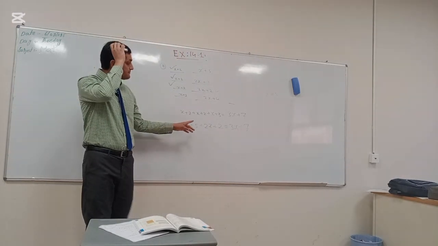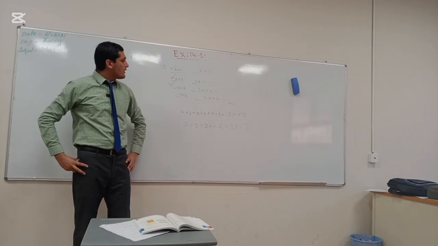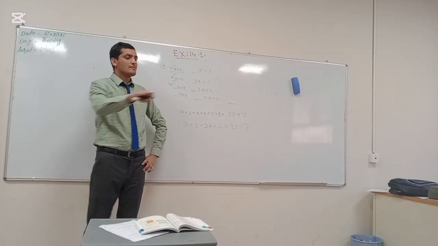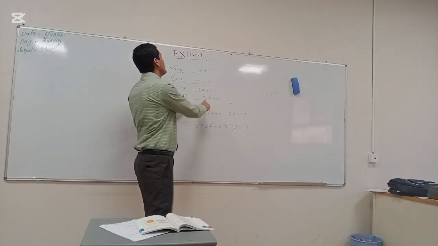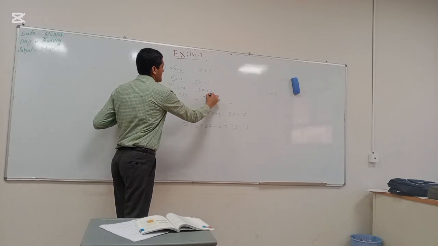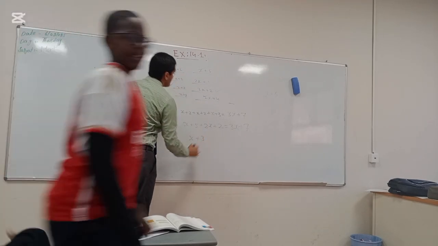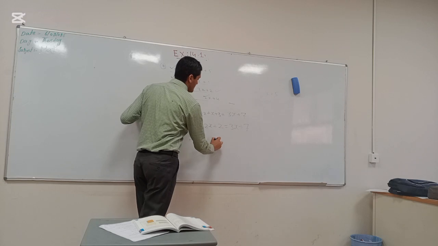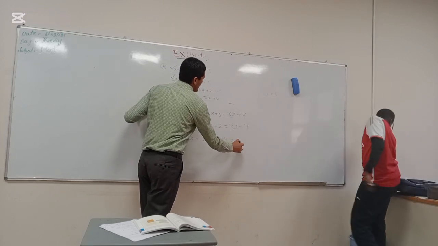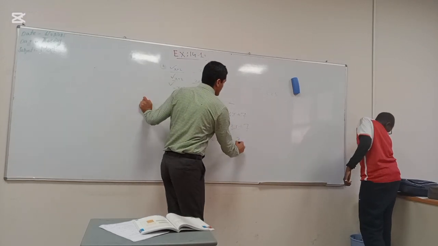Okay, now look here. You have to use any other two also. x plus 4 and x plus 3. x plus 3 and 2x plus 4. Great. This and this one: x plus 3 and 2x plus 4. And this will become 3x plus 7.